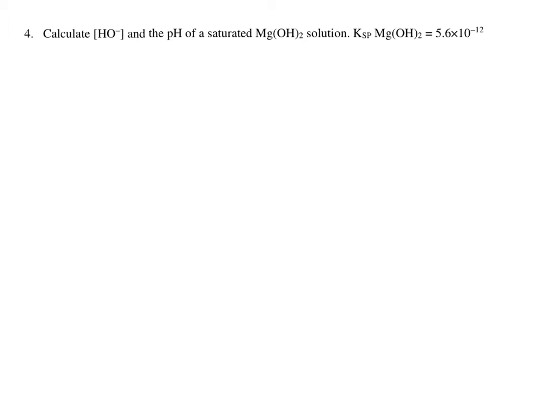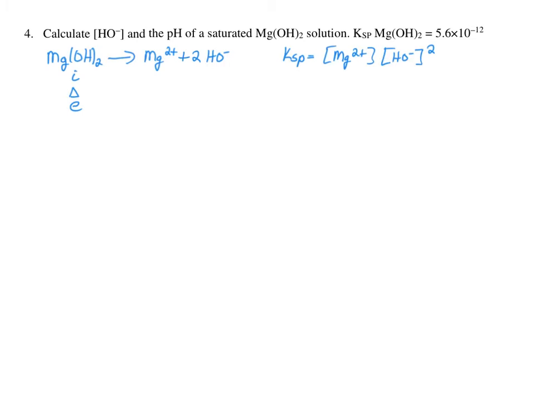We're asked to calculate the hydroxide ion concentration and the pH of a saturated magnesium hydroxide solution. We want to construct an ice table. Before any of the salt dissolves, we don't have either ion in solution to significant extent. Every S moles of magnesium hydroxide gives us S moles of magnesium and 2S moles of hydroxide. Equilibrium is the initial plus the change, so we have S and 2S.